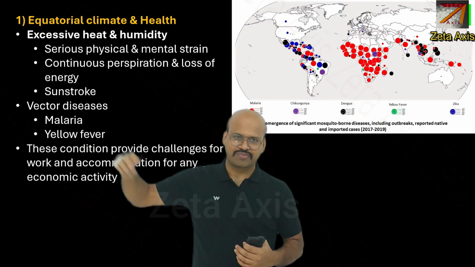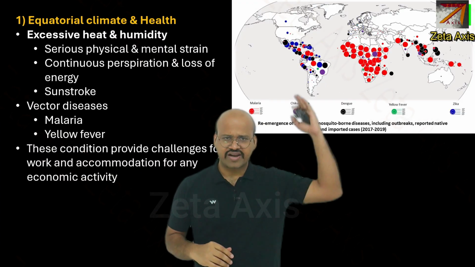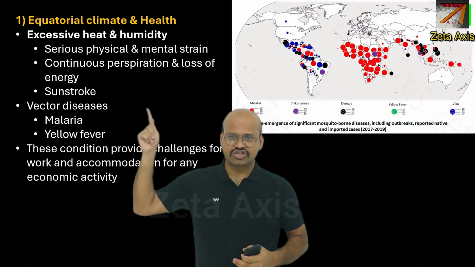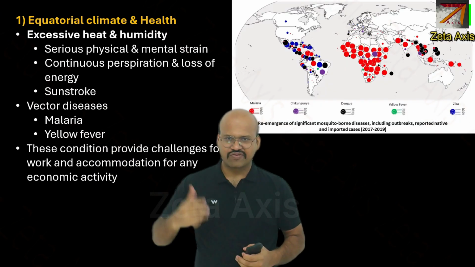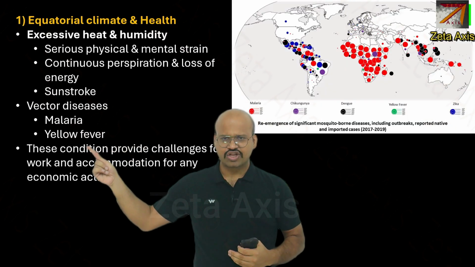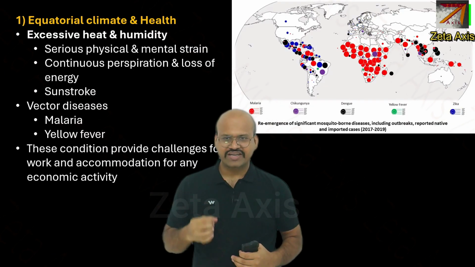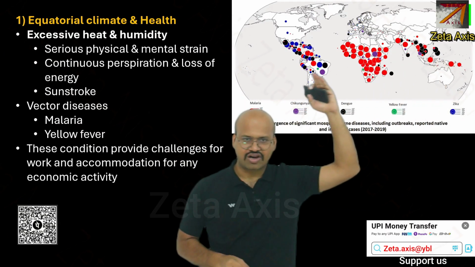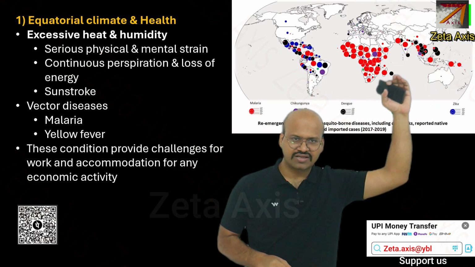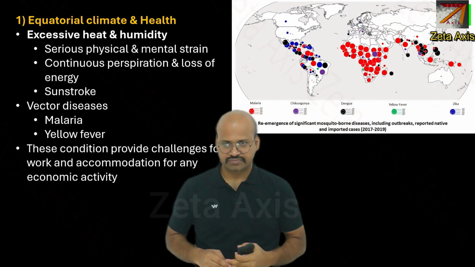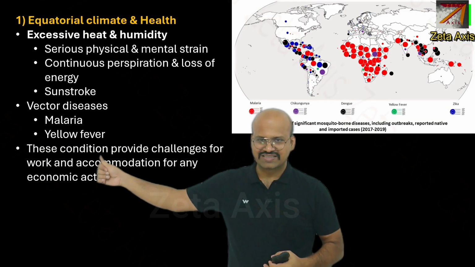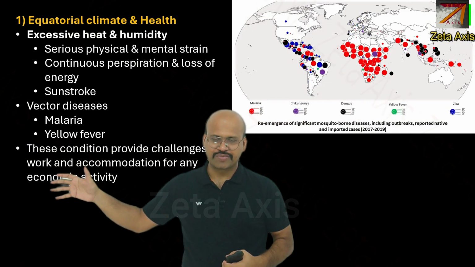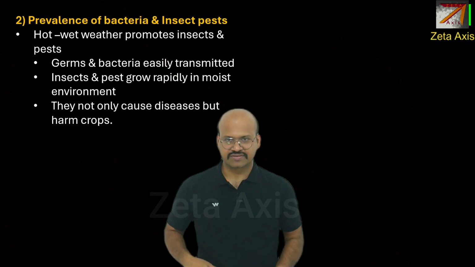Sunstroke can also occur because the sun is always overhead in this equatorial region. Vector diseases are also much prevalent in the equatorial region. Malaria and yellow fever are a few vector-borne diseases which are prevalent in this region. We can see that most of these are concentrated in the equatorial region and regions closer to it. Because of these challenges, work and accommodation are very difficult for people who have to work in this region.